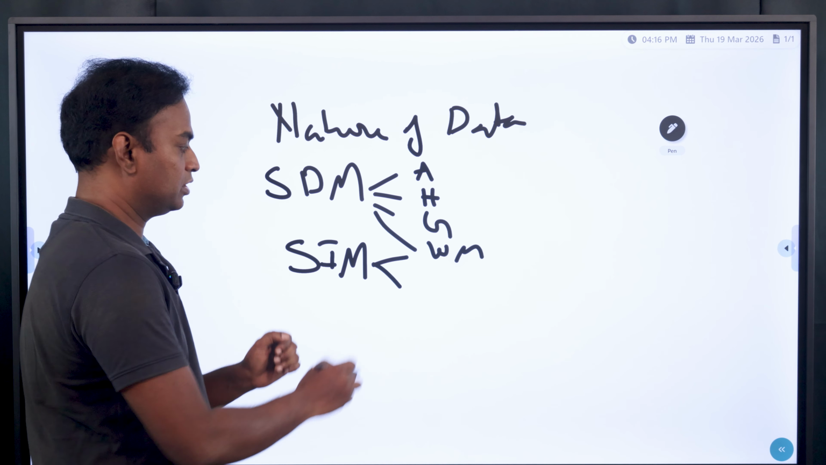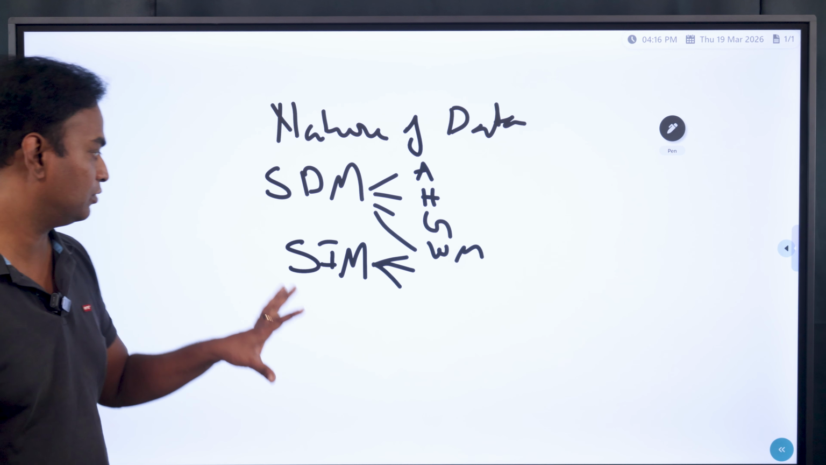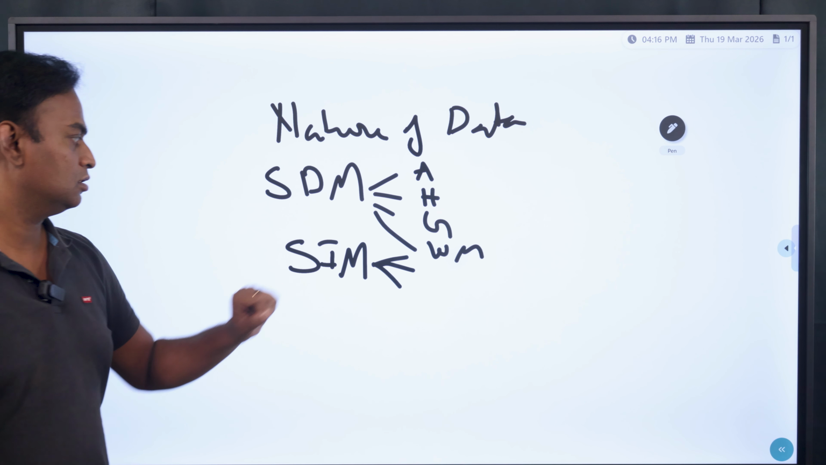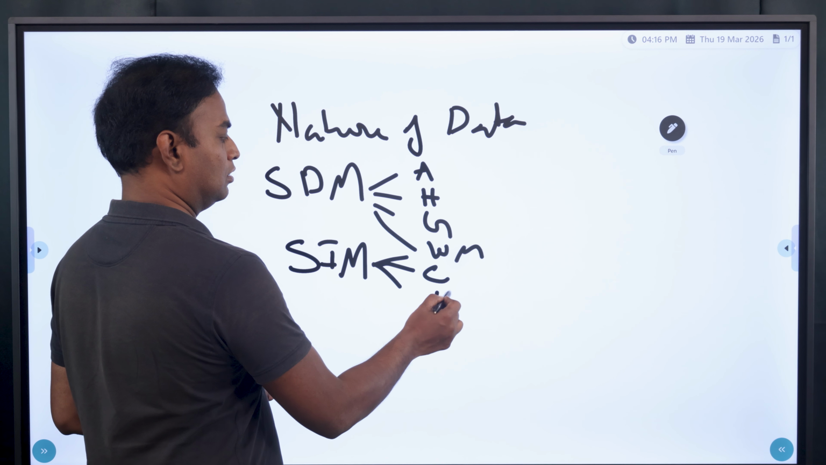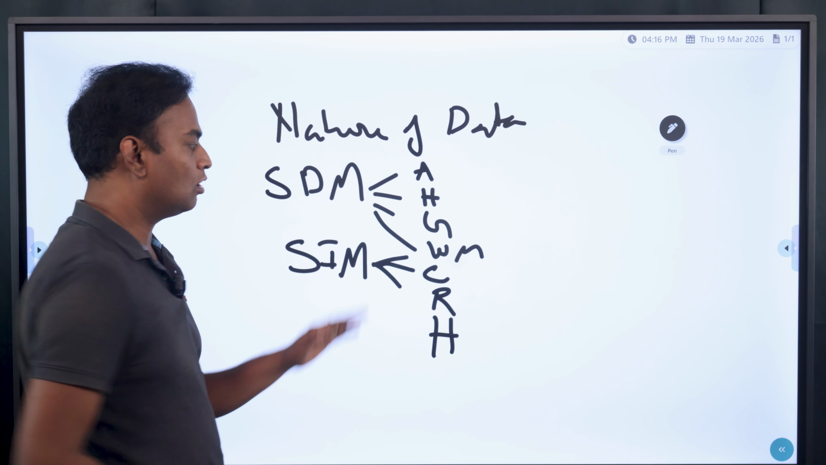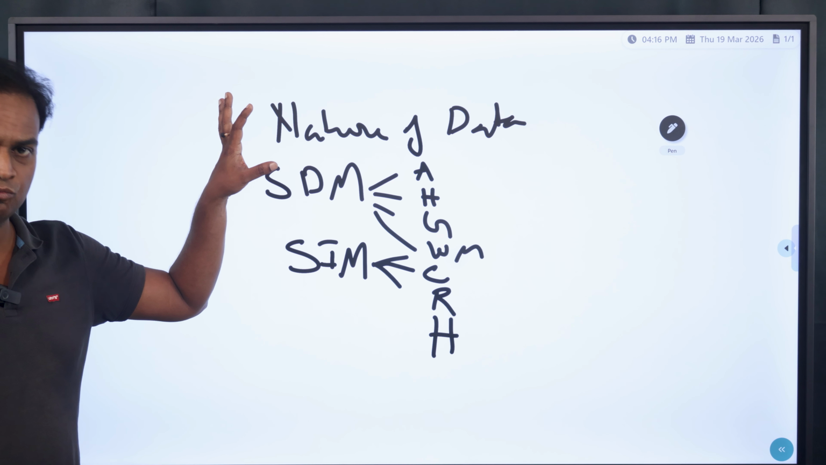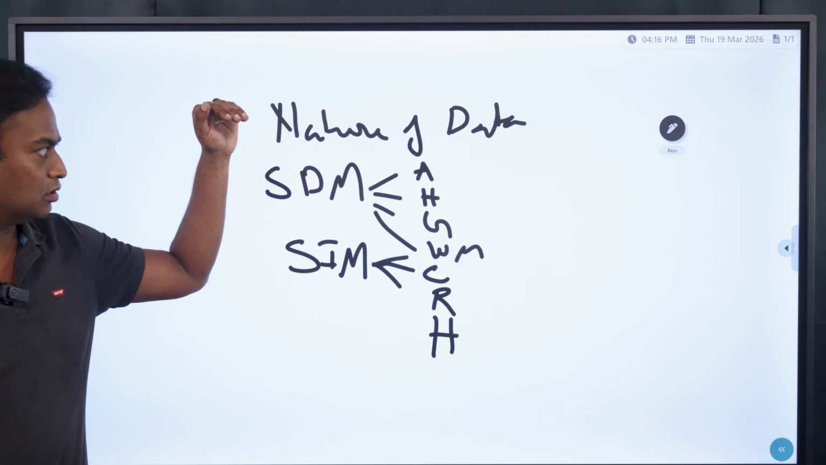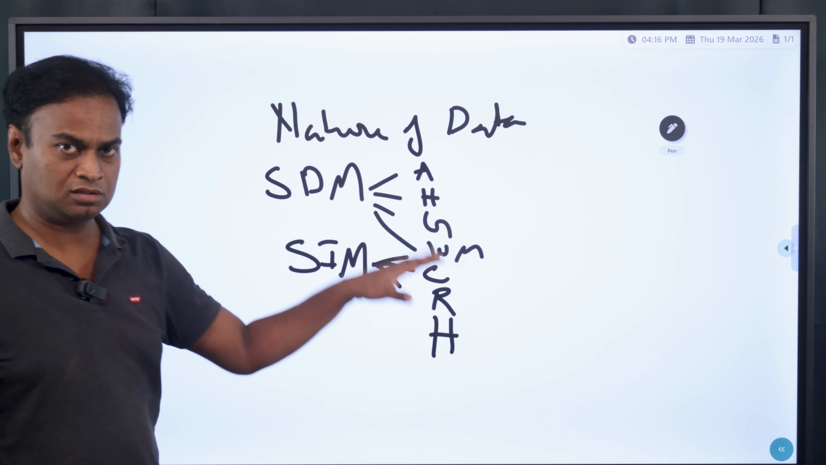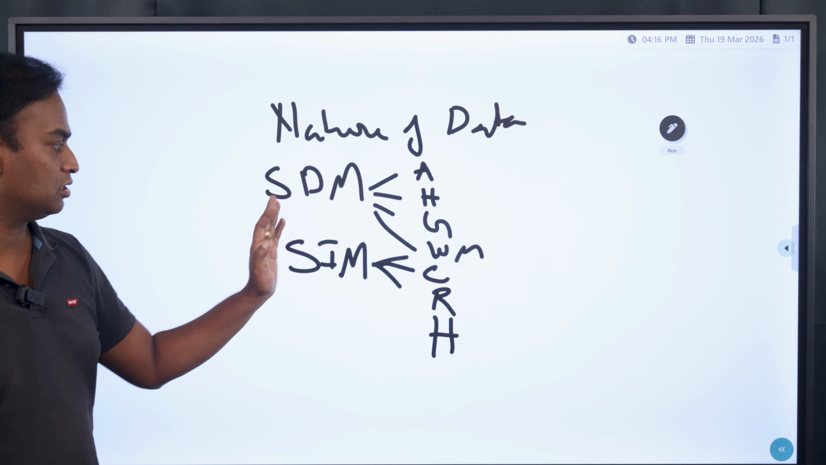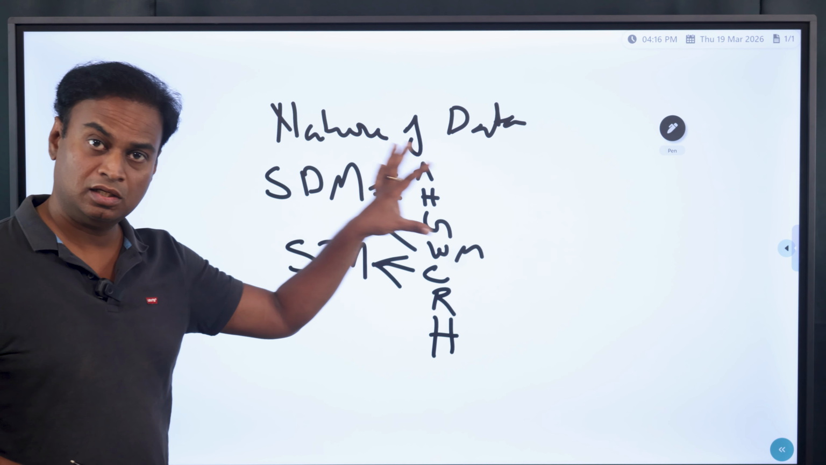What type of statistical inferential method you have to use for this particular type of data depends on the nature of the data. So what are these? Correlation, regression, hypothesis testing, all these things depend on the nature of the data. You have to understand the nature of the data, and if the nature of the data is this, you have to decide what type of statistical descriptive method or inferential method has to be used.